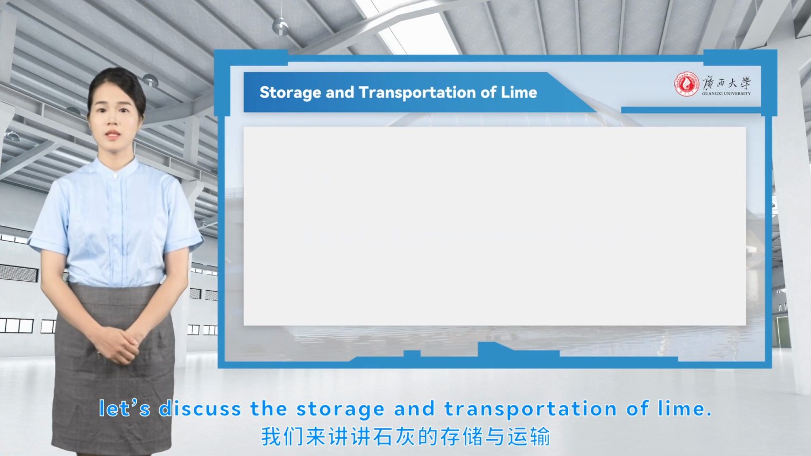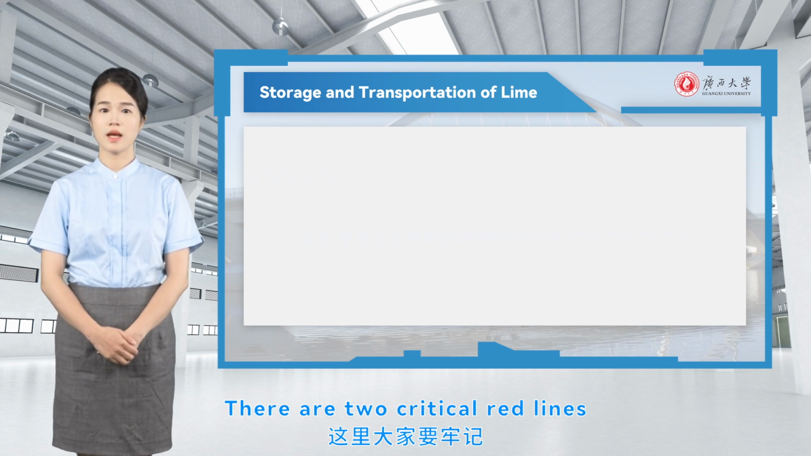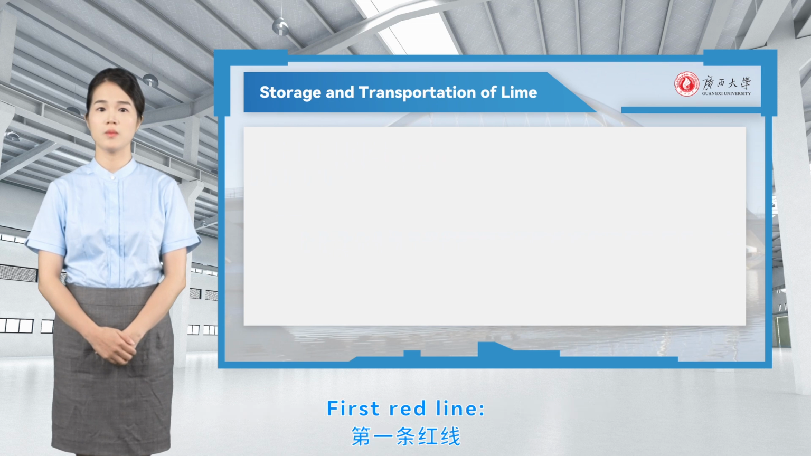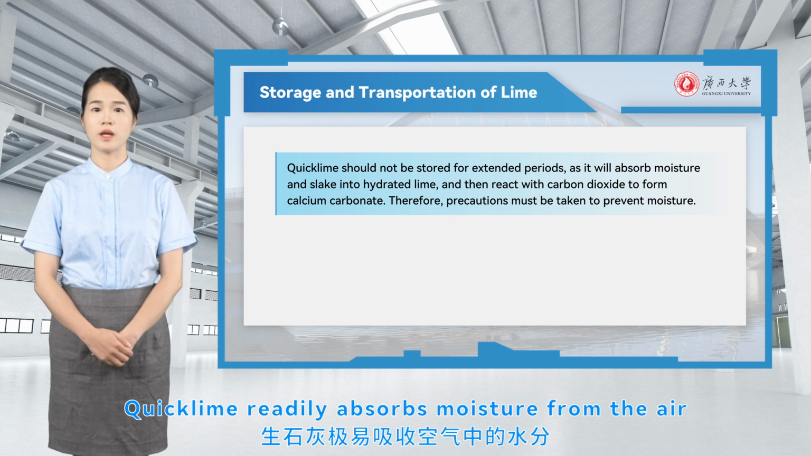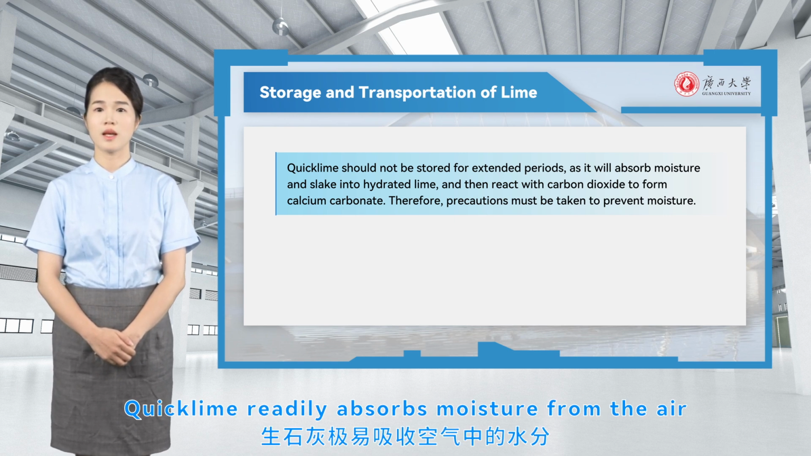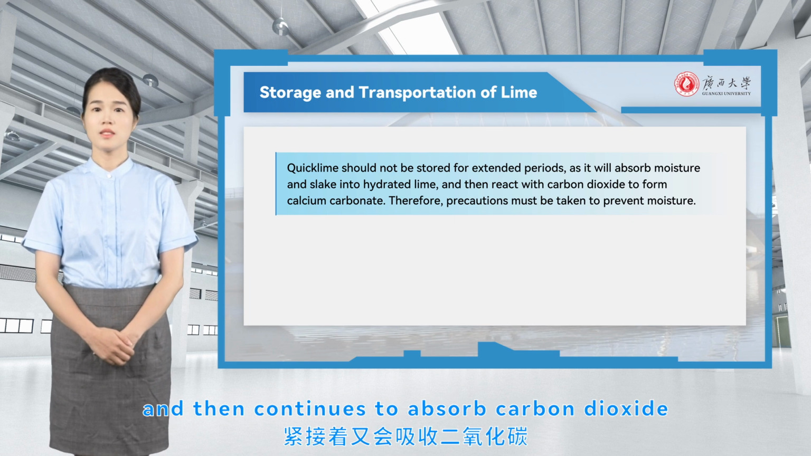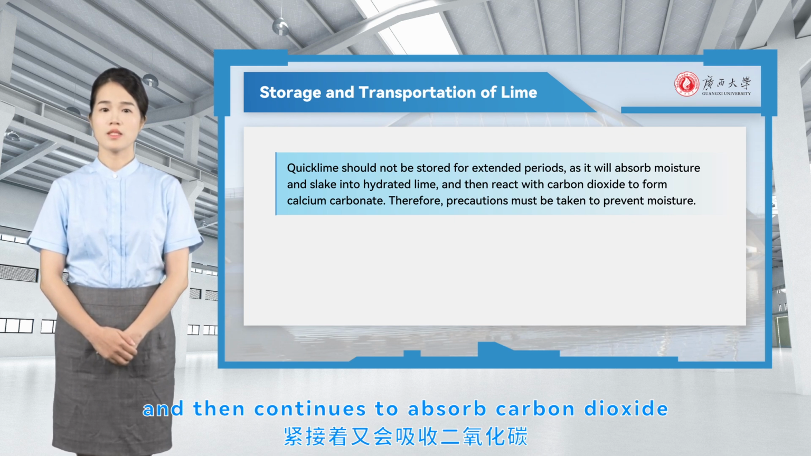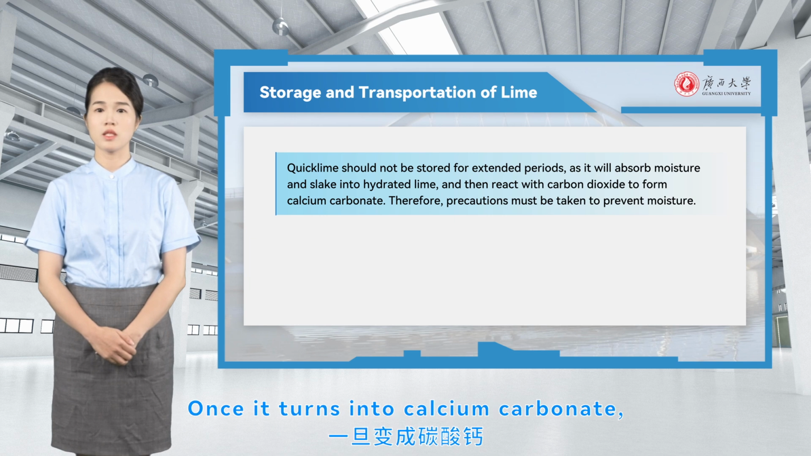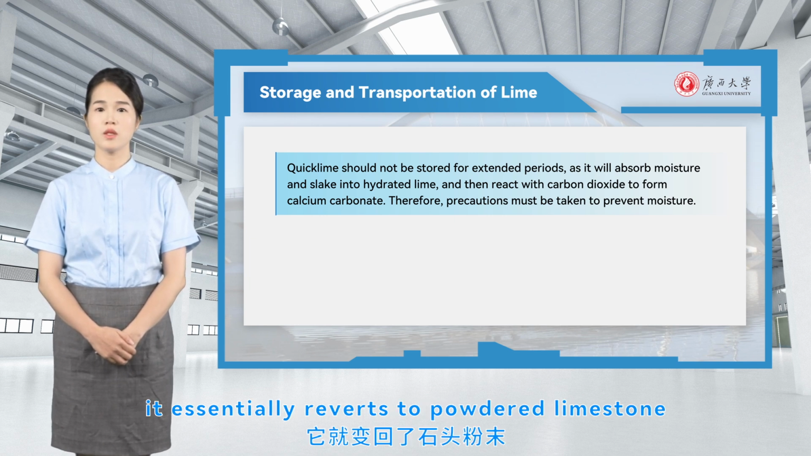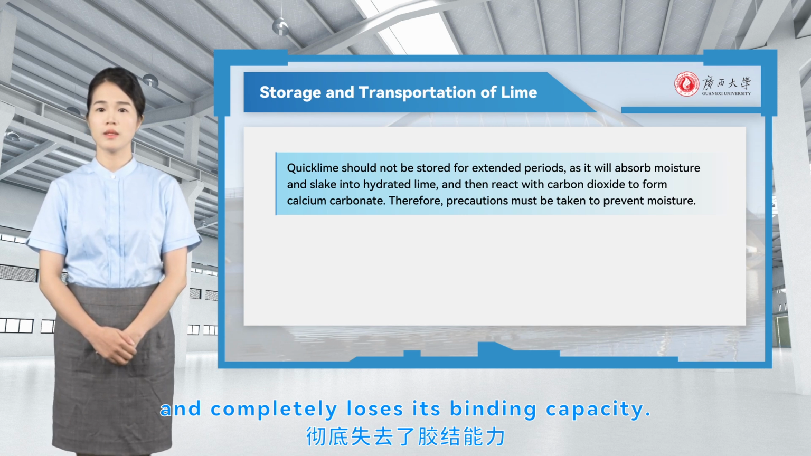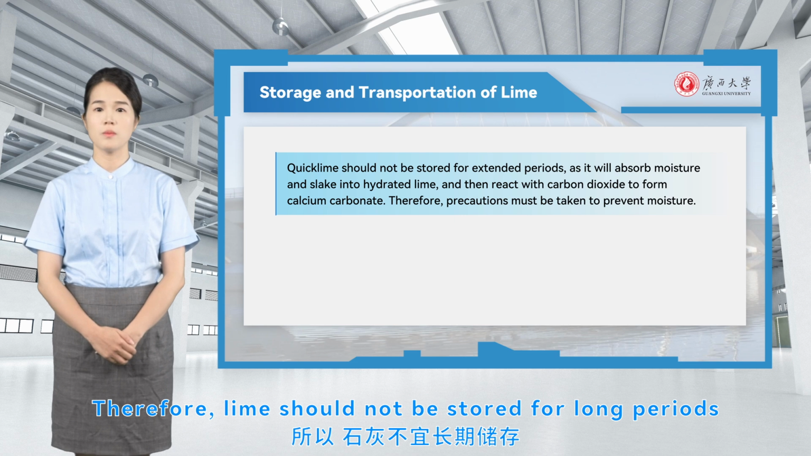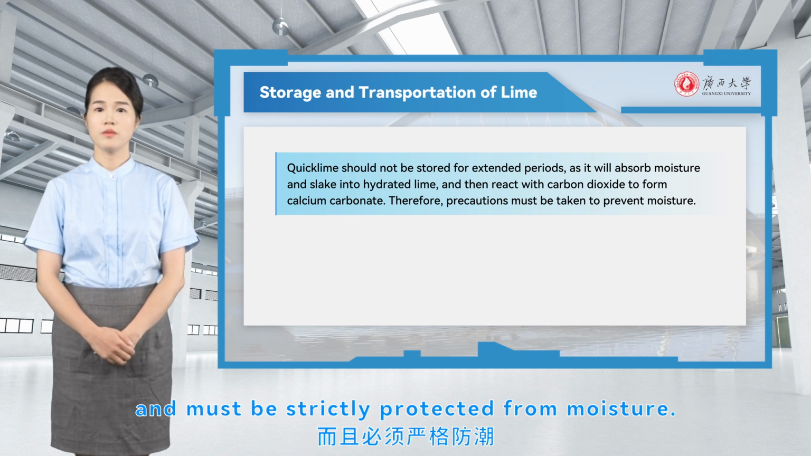Lastly, let's discuss the storage and transportation of lime. There are 2 critical red lines everyone must keep firmly in mind. First red line: prevent moisture intrusion and deterioration. Quicklime readily absorbs moisture from the air and turns into slaked lime, and then continues to absorb carbon dioxide to become calcium carbonate. Once it turns into calcium carbonate, it essentially reverts to powdered limestone and completely loses its binding capacity. Therefore, lime should not be stored for long periods and must be strictly protected from moisture.